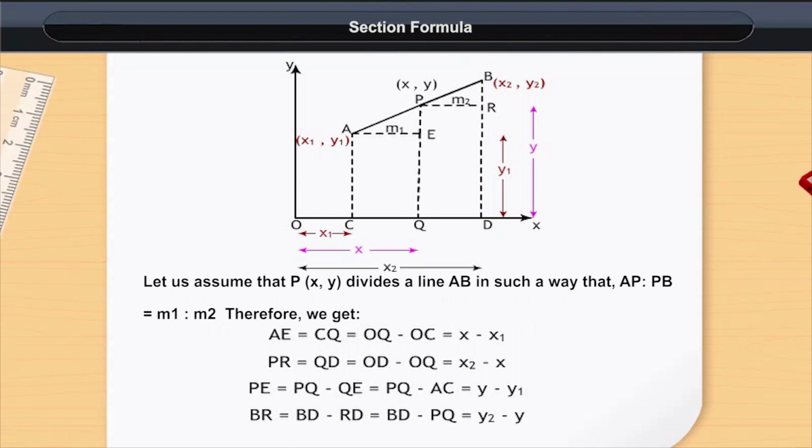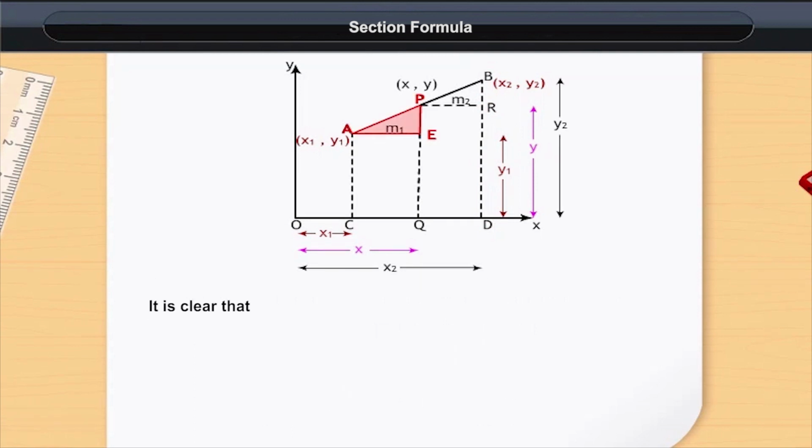PE equal to PQ minus QE equal to PQ minus AC equal to y minus y1. BR equal to BD minus RD equal to BD minus PQ equal to y2 minus y. It is clear that triangle AEP is similar to triangle PRB.